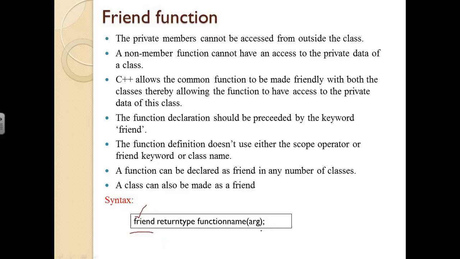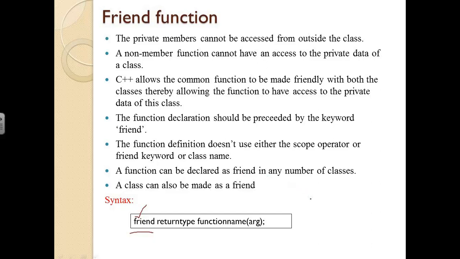If I make a particular function a friend function by giving this keyword, then the compiler will differentiate and identify that function as a friend function. And a function can be declared as a friend in any number of classes.